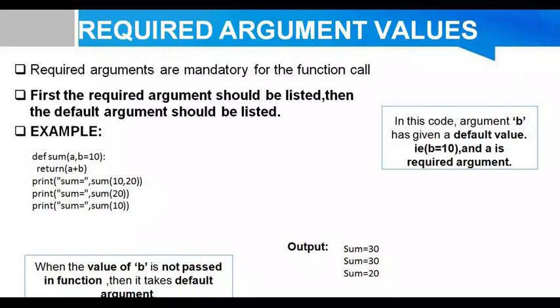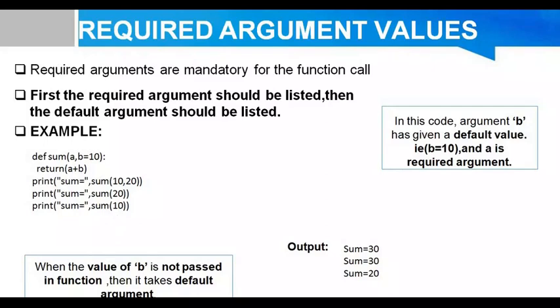After that, I am providing a single value. In that case, it will take 20 as a, and for the value of b it will consider the default value, that is 10. In the next case the same will happen: some 10 will be passed, it will be taken as the value of a, and b equal to 10 will be considered. So when the value b is not passed in the function, it will take the default argument, that is b equal to 10.